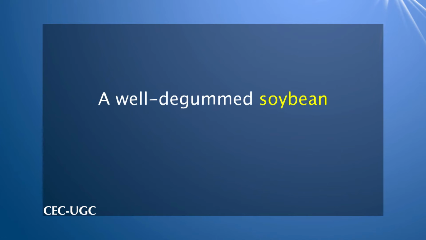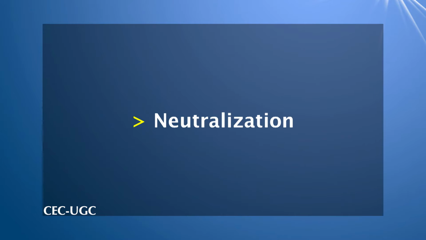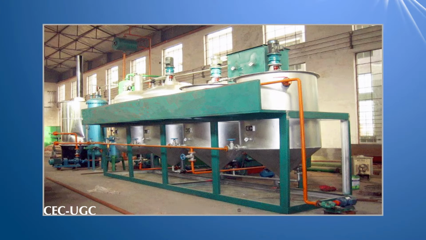A well-degummed soybean oil should contain less than 50 ppm of phosphorus, which is well below the 200 ppm level specified in the National Oilseed Processors Association trading rules for crude degummed soybean oil. Neutralization is also referred to as deacidification and alkali or caustic refining.